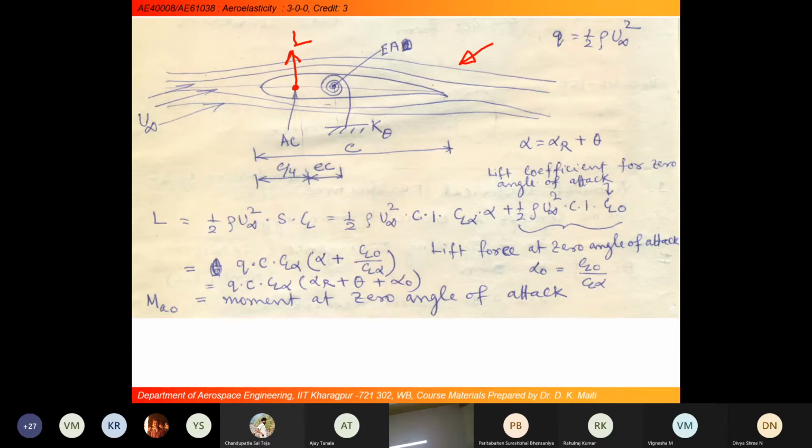Now, due to this flow, free stream velocity, we can calculate what will be the lift force developed in this thin aerofoil. One more important parameter is required for our calculation, that is Q. Q is nothing but dynamic pressure. You have heard about dynamic pressure, no?